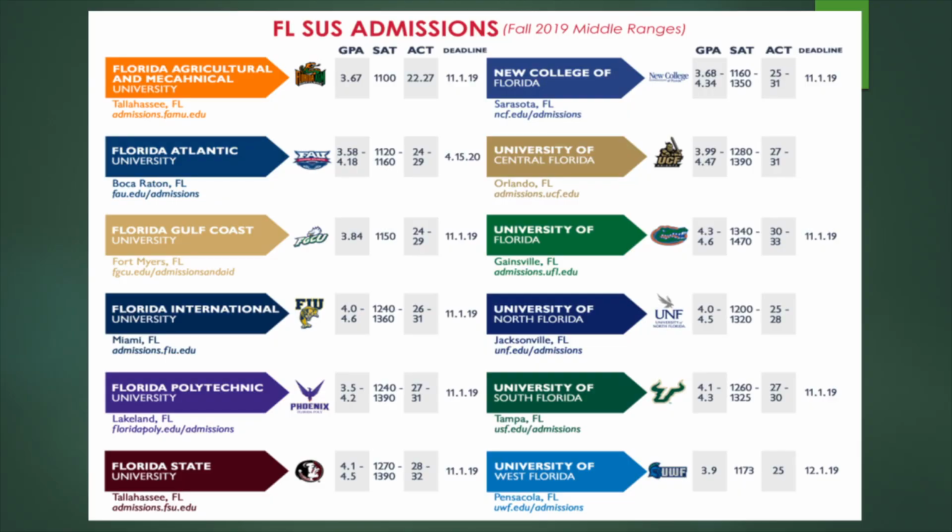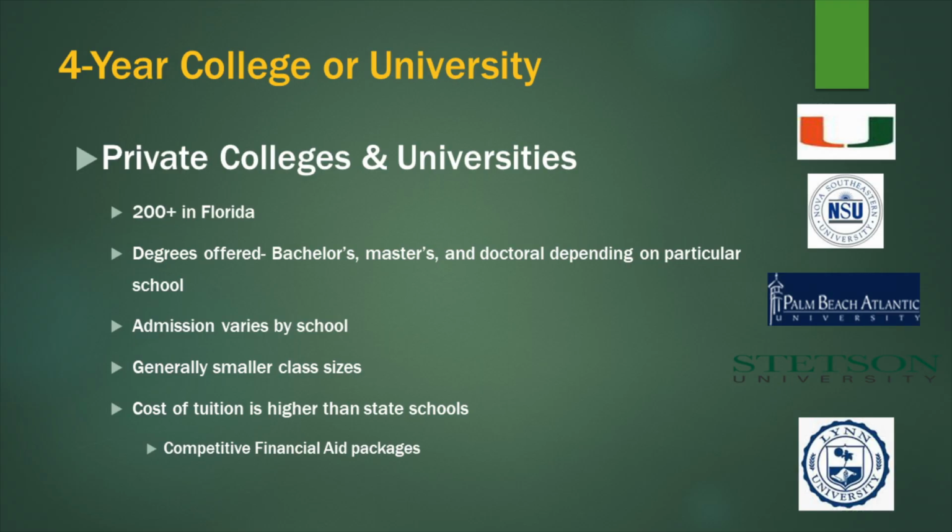Here is a look at the Florida SUS admissions. This chart lists all of the Florida schools in the middle range for GPA, SAT, or ACT scores. Along with the 12 state universities in Florida, there are over 200 private colleges and universities in the state of Florida. The private colleges and universities offer the same type of programs as the public state schools, but tend to have smaller class sizes and tuition is higher.